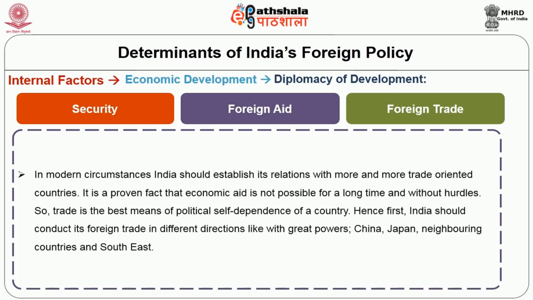In modern circumstances, India should establish its relations with more and more trade-oriented countries. It is a proven fact that economic aid is not possible for a long time and without hurdles. So trade is the best means of political self-dependence of a country. Hence, first, India should conduct its foreign trade in different directions, like with great powers, China, Japan, neighboring countries, and Southeast.